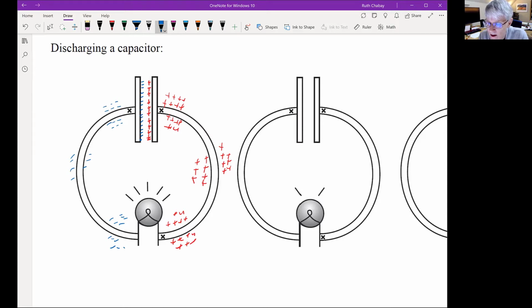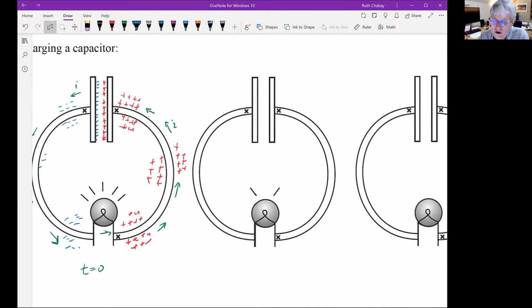And so we would get electron current flowing. This time electrons would be flowing the other direction, wouldn't they? So we'd have electron current flowing off the negative plate, through the bulb, and onto the positive plate. Okay, well now we have negative charge flowing onto the positive plate of the capacitor, right? So this is, again, t equals 0.